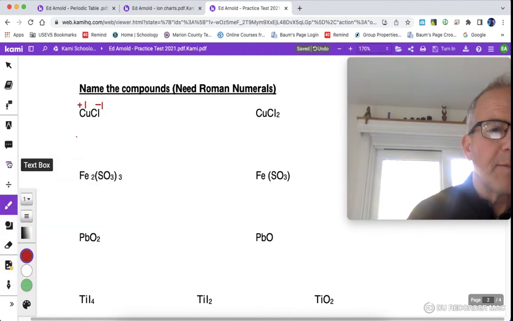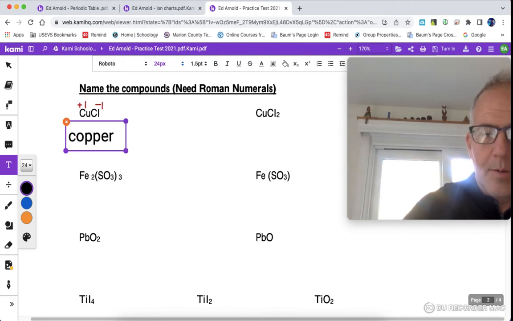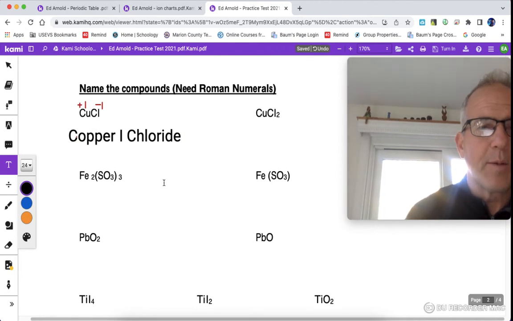Okay, why is that not letting me click it? I hate when it does that. So copper 1 chloride. Oops. Let's make that the same. There we go. Okay, now let's go over to this other side.